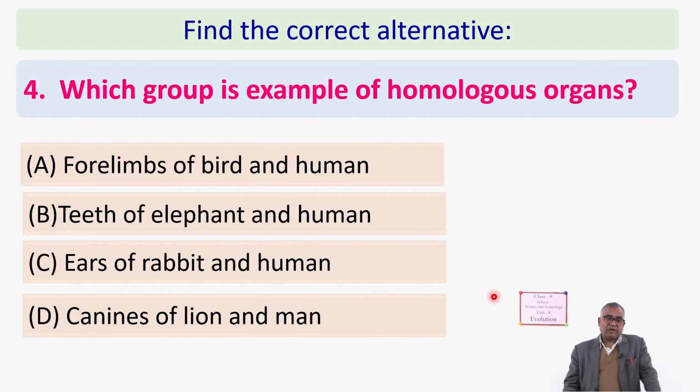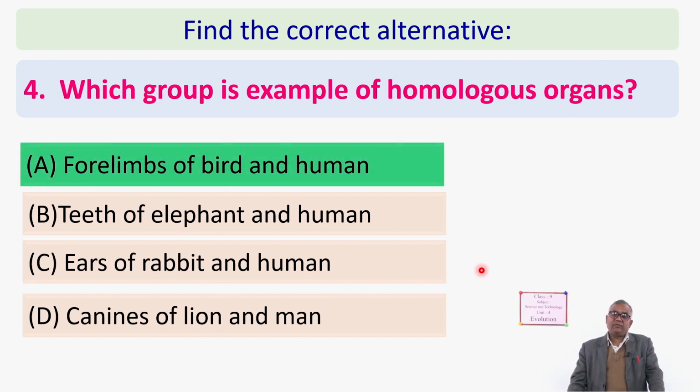Okay. Next one. Which group is an example of homologous organs? Here are given groups of organs. Forelimbs of bird and human. Teeth of elephant and human. Ears of rabbit and human. And canines of lion and man. Canine means canine teeth. Okay. So, have you found the answer? Yes, it is forelimbs of bird and human. It is very easy to find out.